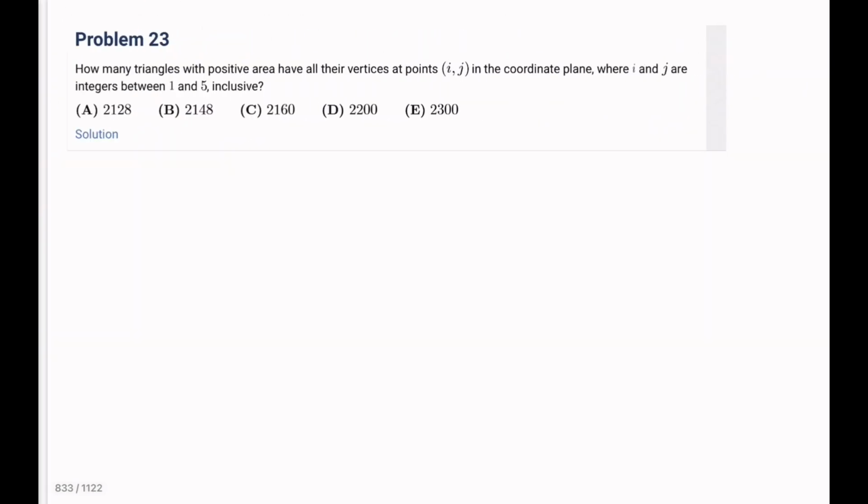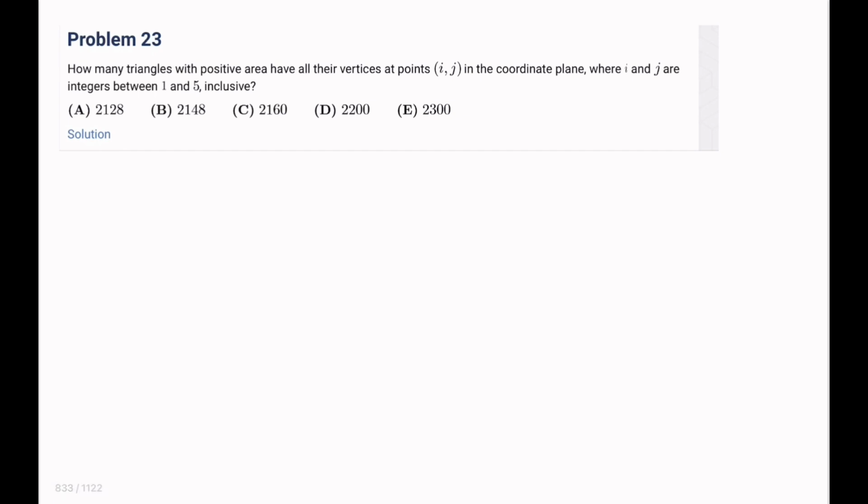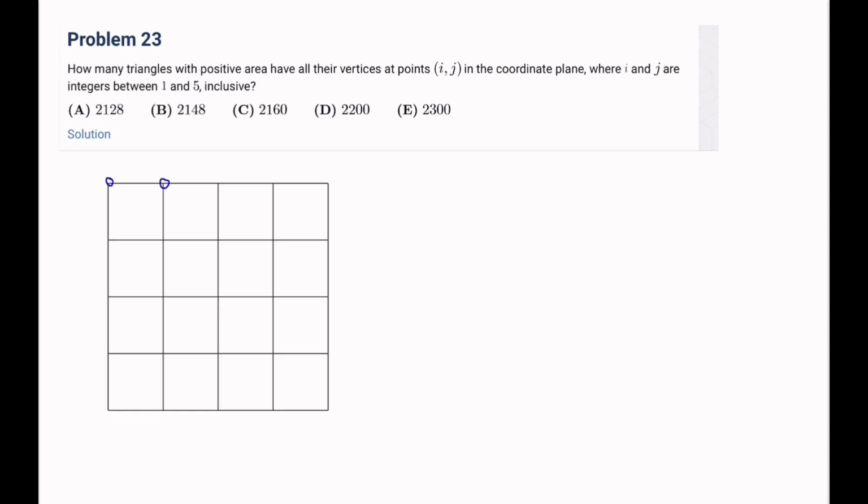It's E. Number 23. How many triangles with positive area all have their vertices at points (i, j) in the coordinate plane where i and j are integers between 1 and 5 inclusive? So we have all of our points right here, right? And so the leftmost, this one, that would be (1, 1), and this would be (5, 5), right? Because i and j are integers between 1 and 5.